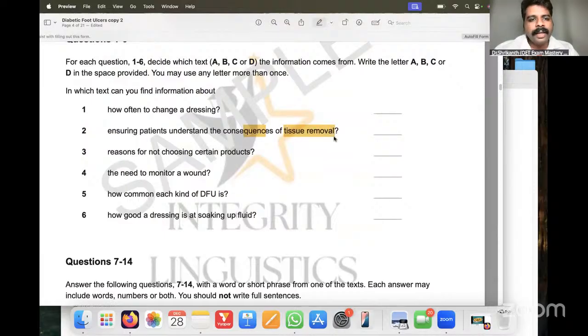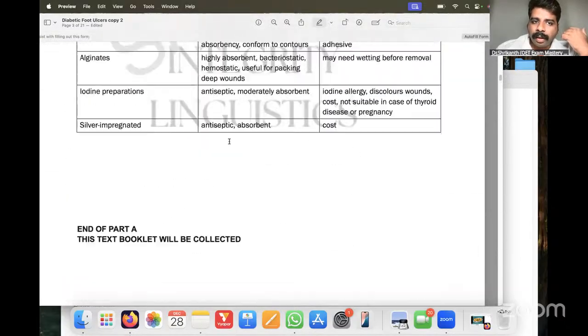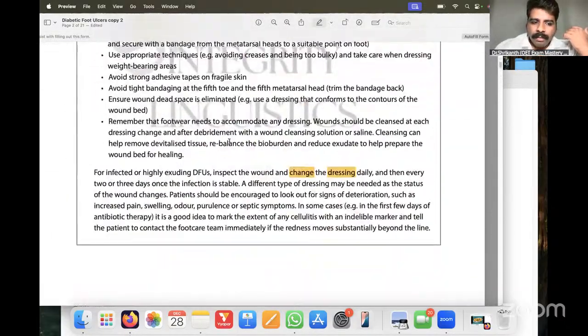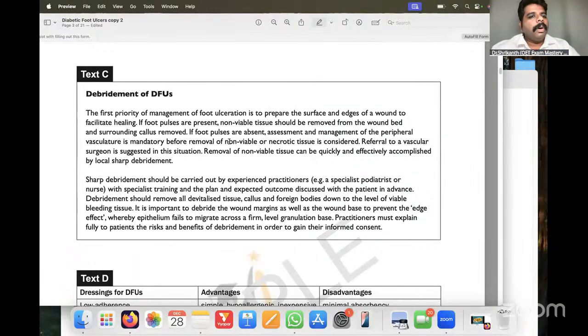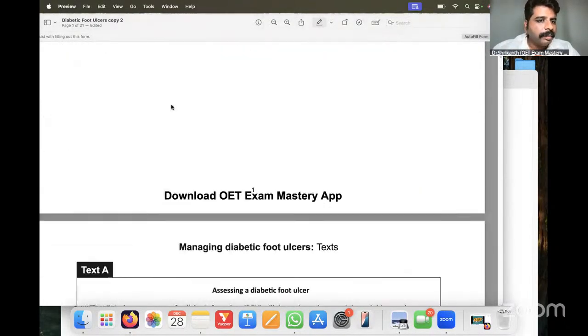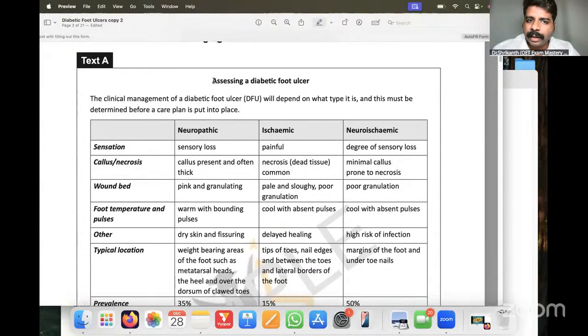My intuition is telling me it could be in text C, because over there they're talking about ensuring patients understand the consequences of tissue removal, right? So anyway, let's come to text A over here. What is text A talking about? Here they're talking about assessing a diabetic foot ulcer. Okay, so here it is all about assessment, right?